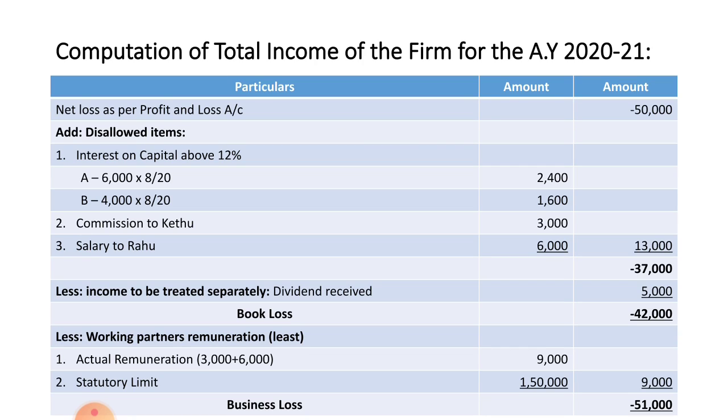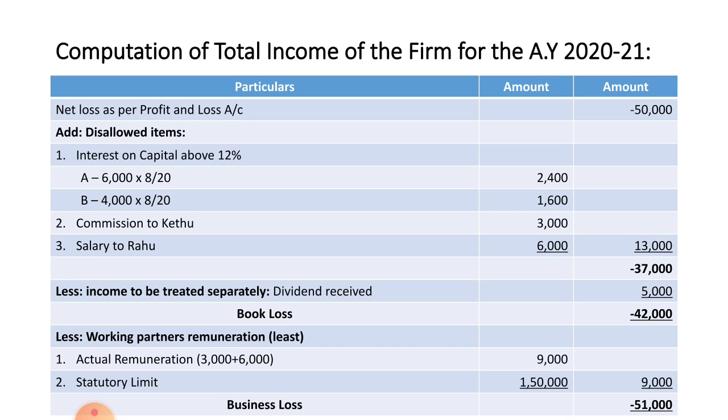So here interest on capital up to 12% is allowable, above 12% is not allowable, that is why the excess 8% is disallowed. That is 6,000 of Rahu's interest on capital, out of that 8 by 20 is disallowed, that is 2,400. Next, 4,000 of Ketu, 8 by 20 of that 4,000 is disallowed, that amounts to rupees 1,600. Next, commission to Ketu 3,000 and salary to Rahu 6,000.